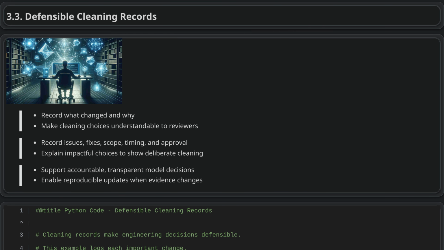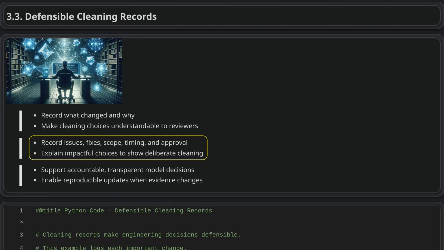Defensible cleaning records. Defensible cleaning records explain why dataset changes were made and show that they support the analysis goals. In engineering, these decisions affect design, reliability, and safety, so each one should be justified with clear reasoning and sound judgment. Transparent records help future analysts, managers, or regulators understand the data and avoid misinterpreting excluded or changed values.